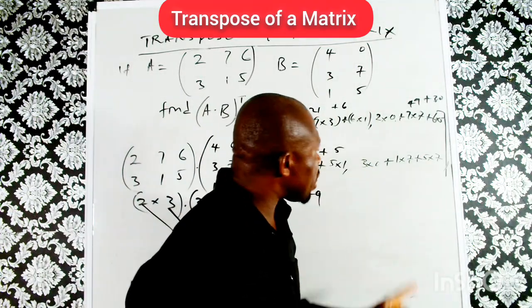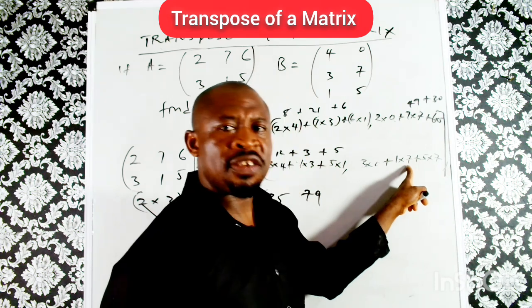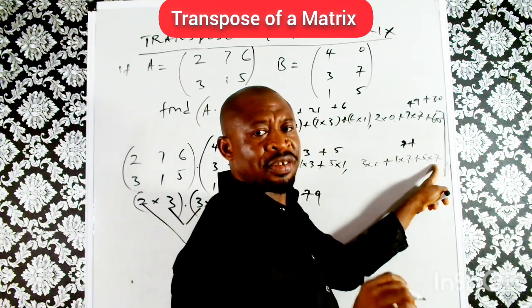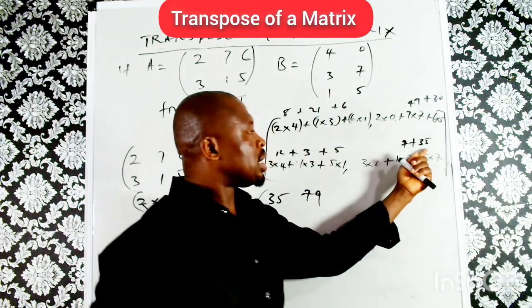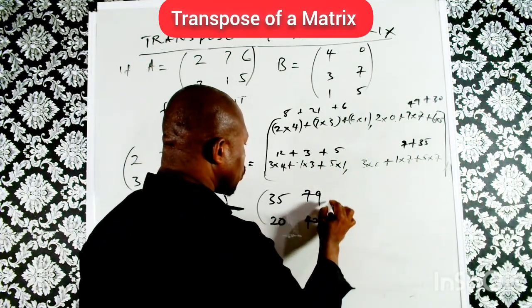Now we come here. 3 times 0 is 0. Now 1 times 7 is 7, plus 5 times 7. 5 times 7 is 35. Now 35 plus 7 will give us 42.